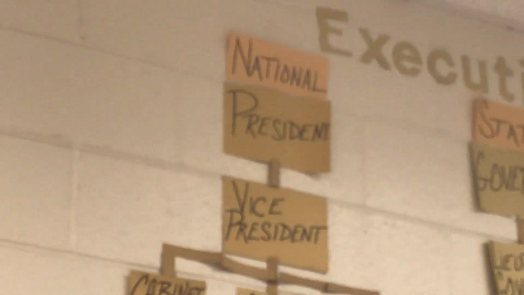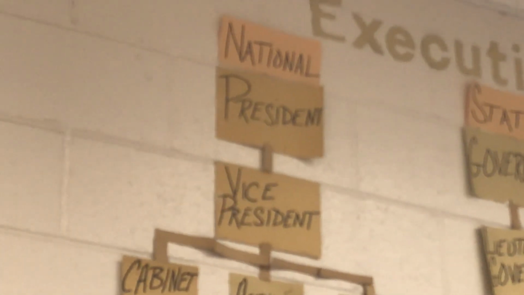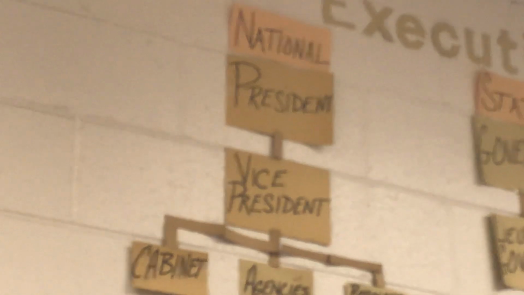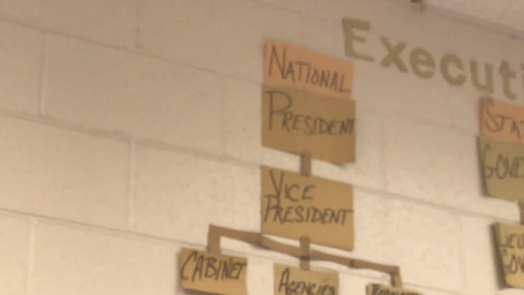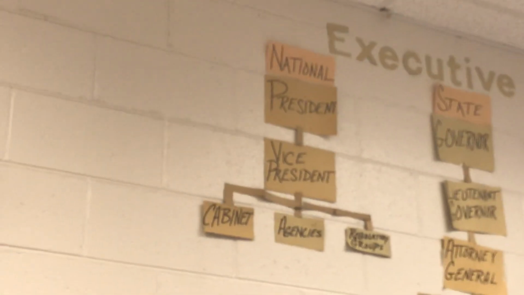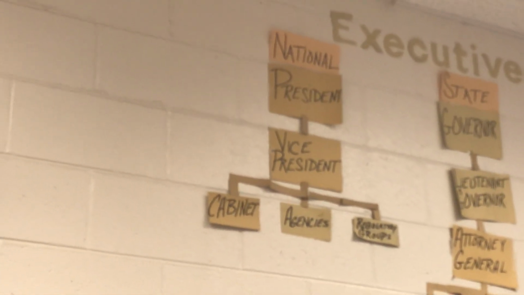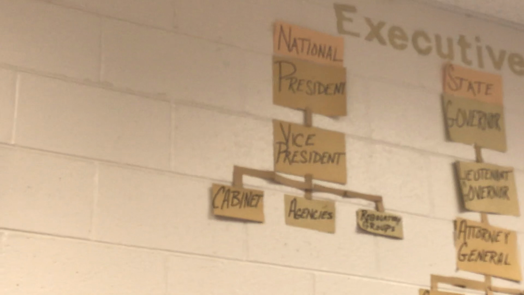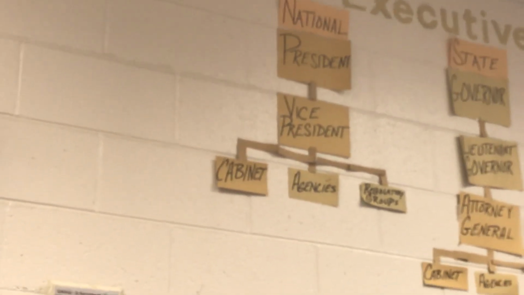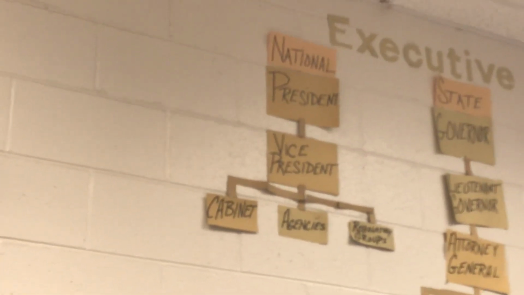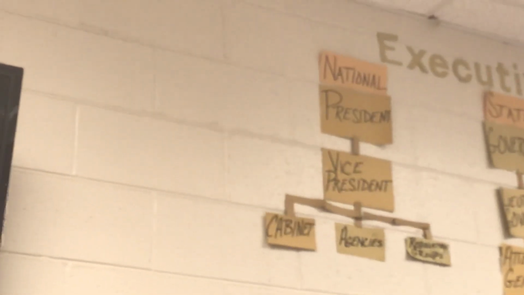But the President is the head of the executive branch. And the way we know that is it tells us that in the United States Constitution. The U.S. Constitution tells us that the leader of the executive branch will be the President. You can find that out by looking in the Constitution and looking in Article 2. Article 2 tells us that the executive branch will have a president.